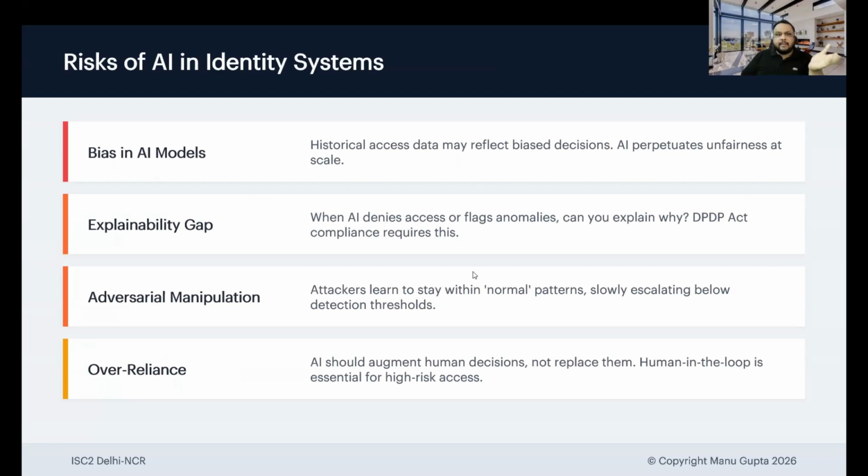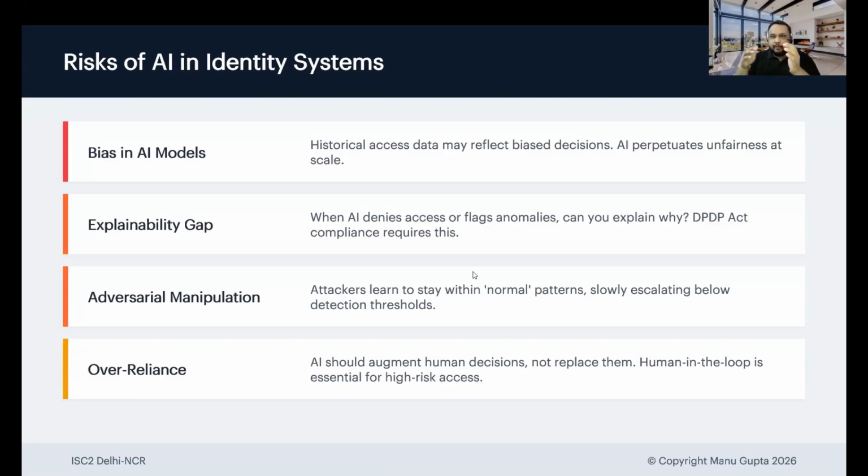Now, obviously, everything is a boon or a bane as we learned in school. So here's where we need to be careful. AI in this landscape can obviously introduce a lot of risks. The first problem, we all know, is bias. If your historical access data reflects some biased access decisions, let's say that some groups were denied career development tools, or certain roles were historically overprivileged, then AI learns from those and will always continue those biases. So that's one.